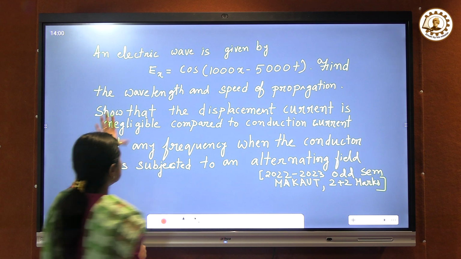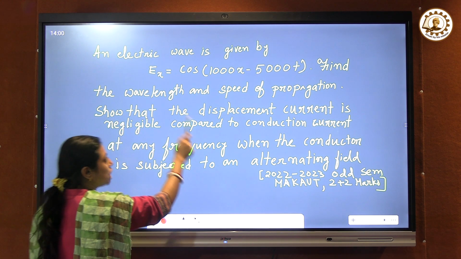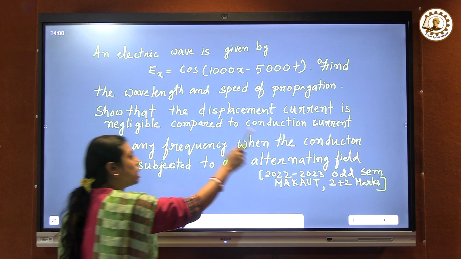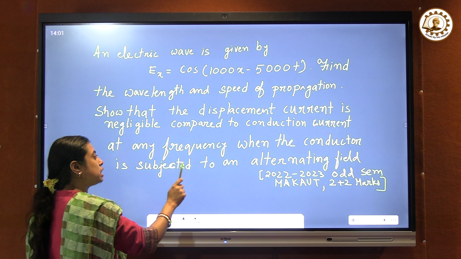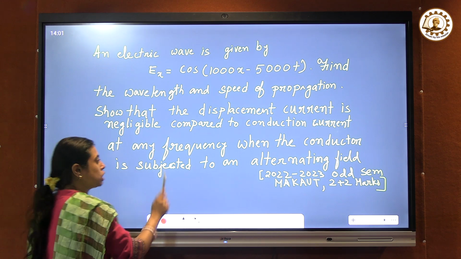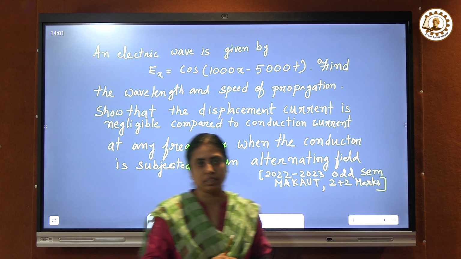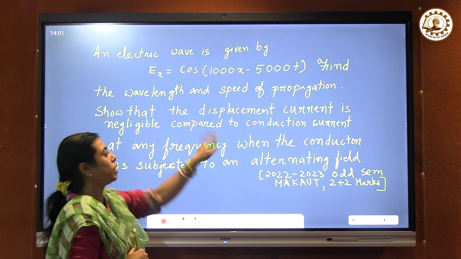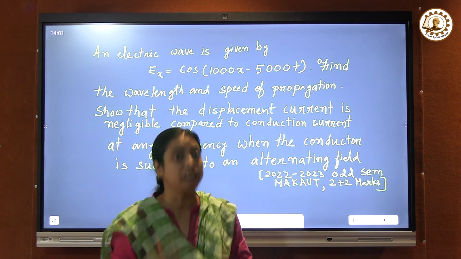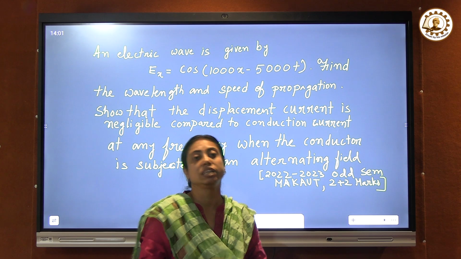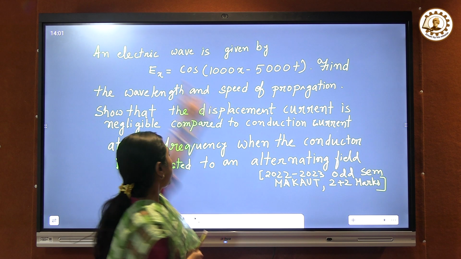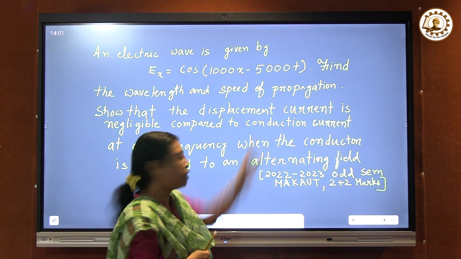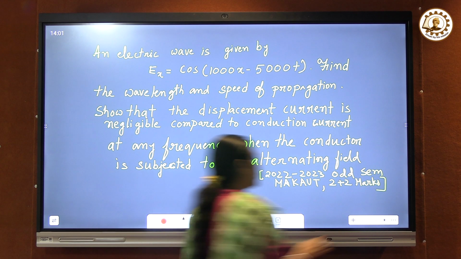In the second part, they ask, show that the displacement current is negligible compared to conduction current at any frequency when the conductor is subjected to an alternating field. Means conduction current is very high and displacement current is very low. That you have to show, and you have to use this electric field only for showing that. So let us solve the first part, then we will go for the second part.